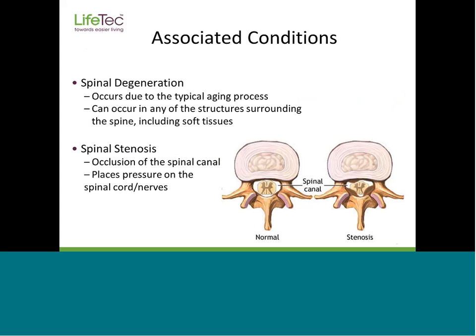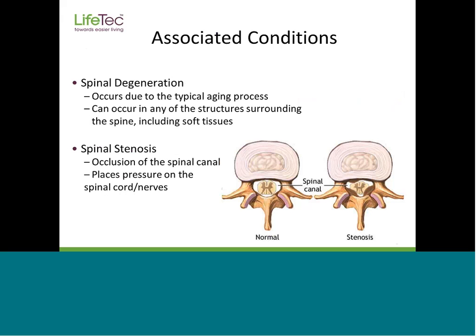Spinal degeneration. Degeneration of the spine is obviously a natural part of the aging process. It is a major cause of chronic disability in the adult population, and it can occur in any of the structures surrounding the spine, including the bones, joints, ligaments, muscles, nerves, and discs.